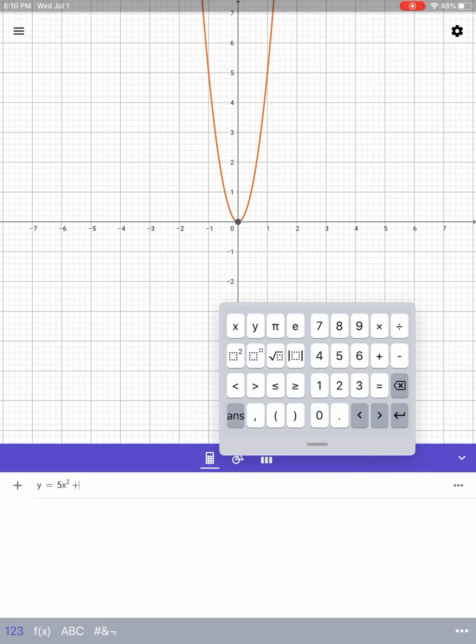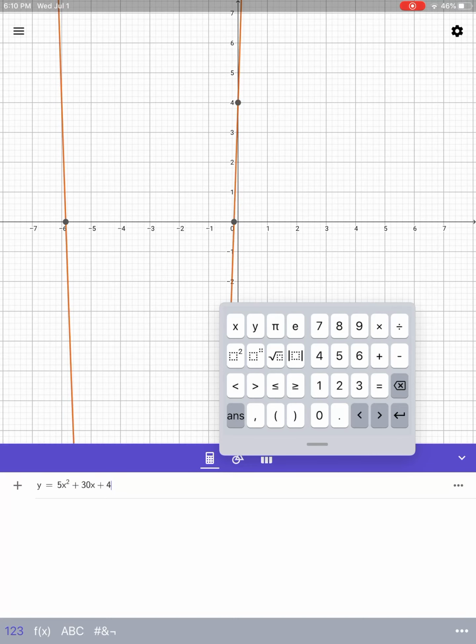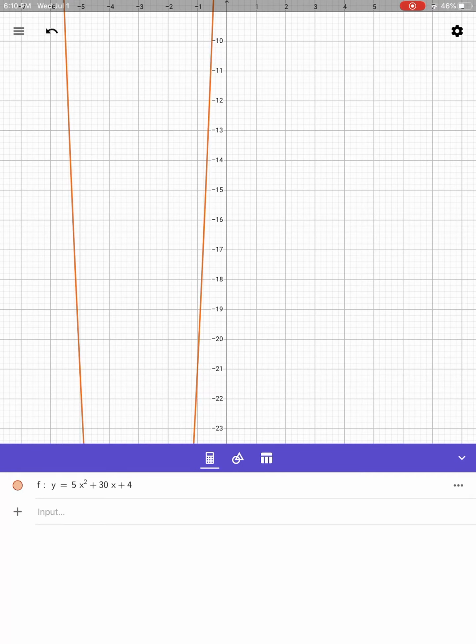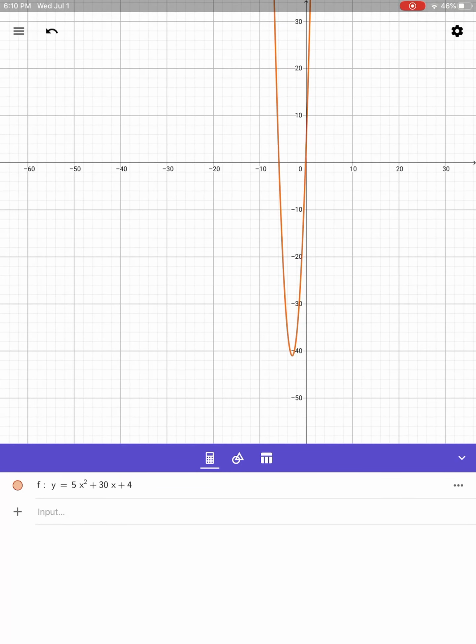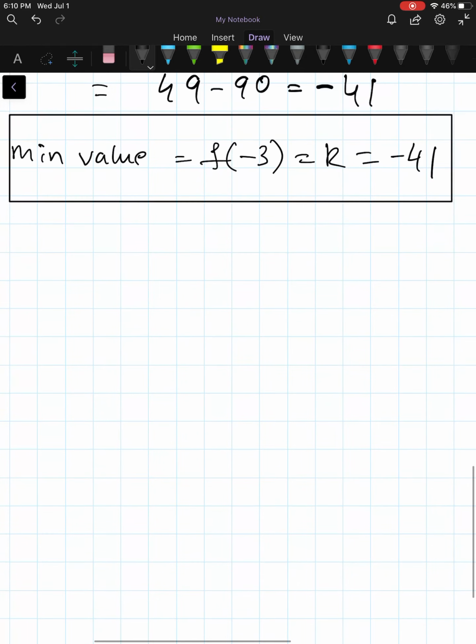Okay, 5x square plus 30x plus 4. This is a parabola, as you can see. I will just minimize this, and the extremum is, exactly, negative 3 comma negative 41. So whatever we did till now is correct. We did an equation which has a minimum value.